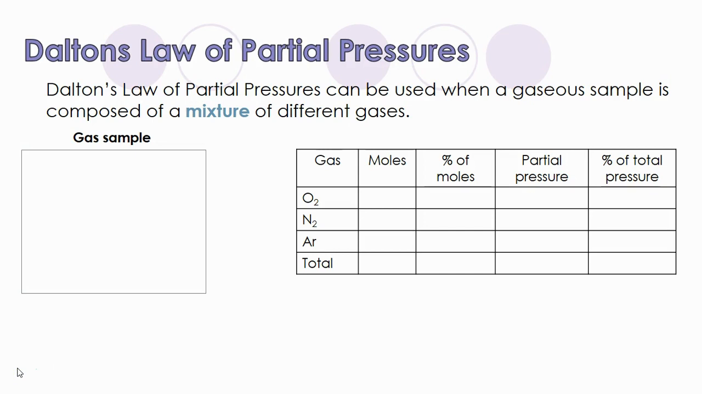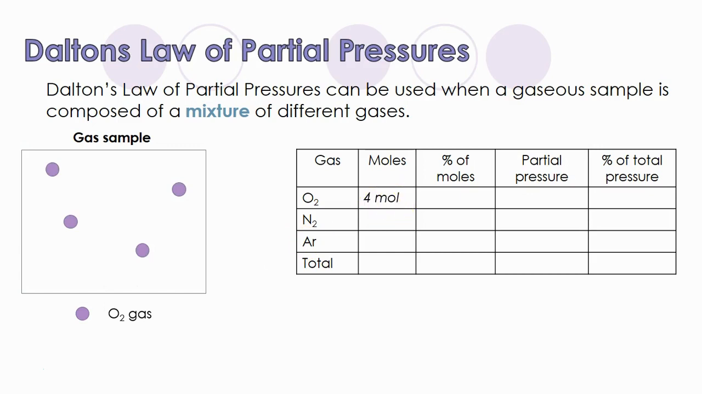He said you can use his law when you have a mixture of gases that are different. So it has to be a gaseous sample and it has to be composed of a mixture of different gases. So let's hypothetically say that we have a gas sample where we have some oxygen gas. How much oxygen gas do we have? We have 4 moles of oxygen gas.